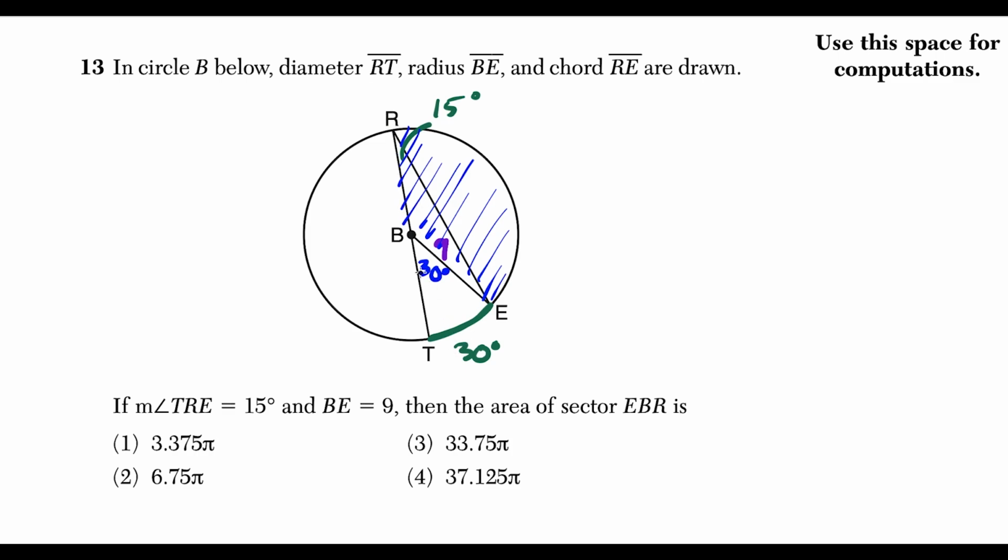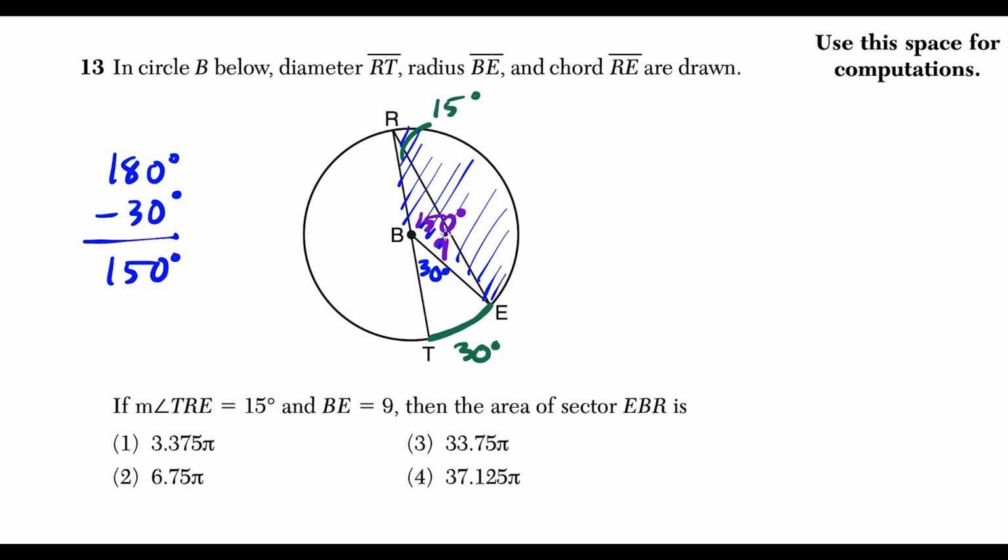But we were told that this is a diameter. So a diameter cuts the circle in half. And if you cut 360 degrees in half, you have 180. And so far, 30 is accounted for. So we could subtract 30 degrees from 180. And that tells us the missing central angle is 150 degrees. So this central angle here is 150 degrees.